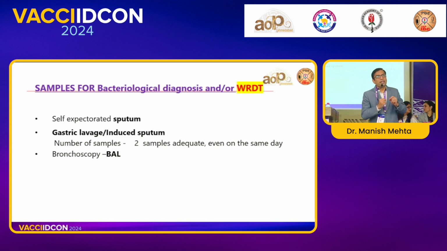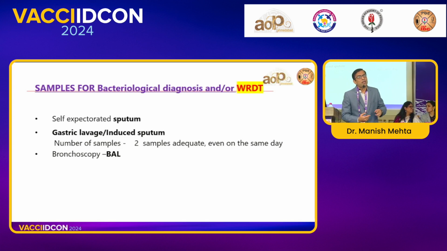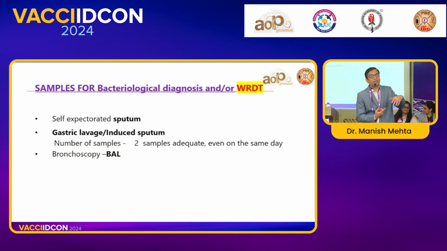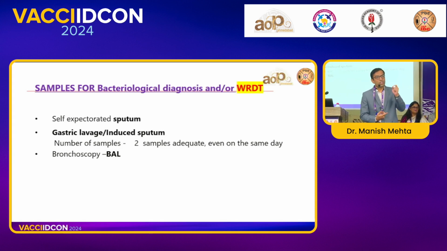So MGIT is a must. Plus we have seen cases where CBNAAT is negative, probably because the sample was not collected properly, but MGIT comes positive after 2 weeks, which will help in the diagnosis of tuberculosis. So all three things have to be confirmed, not only CBNAAT, whichever sample you send.